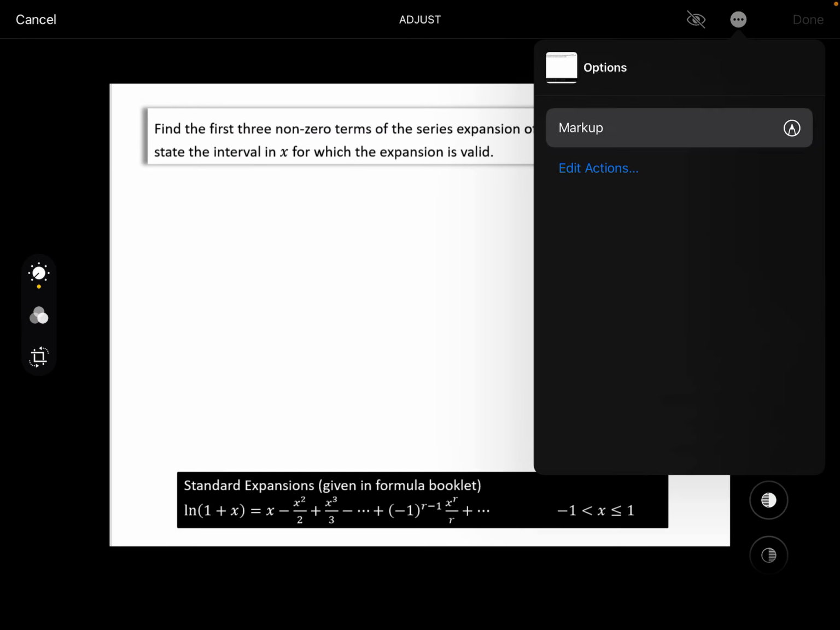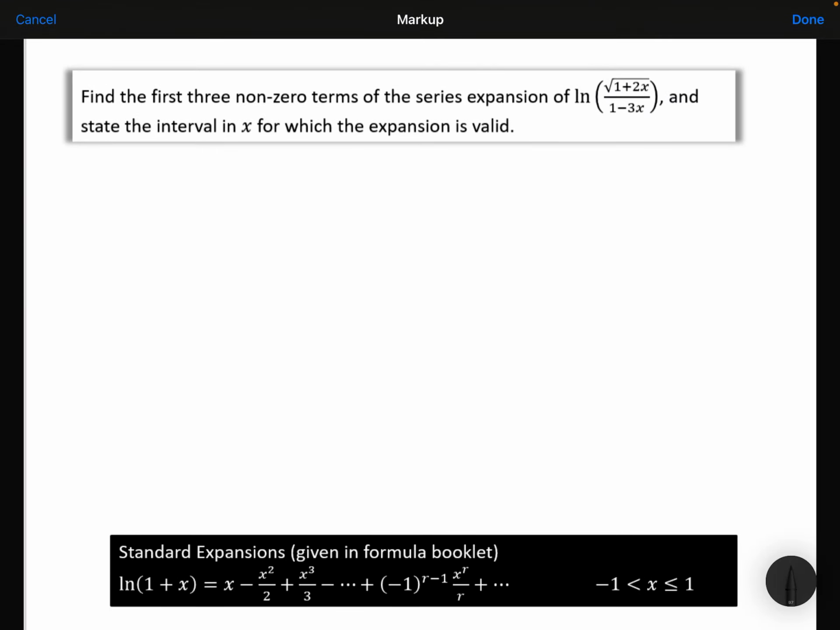Right, last example, and it's a bit trickier. And there's two parts to this. We need to first find the first three non-zero terms of the series expansion of ln of root 1 plus 2x, all divided by 1 minus 3x. And we need to state the interval in x for which the expansion is valid, because the expansion is not always valid for logarithms. So, the way this is written at the moment, I can't use this expansion at all. So I want to rewrite this.